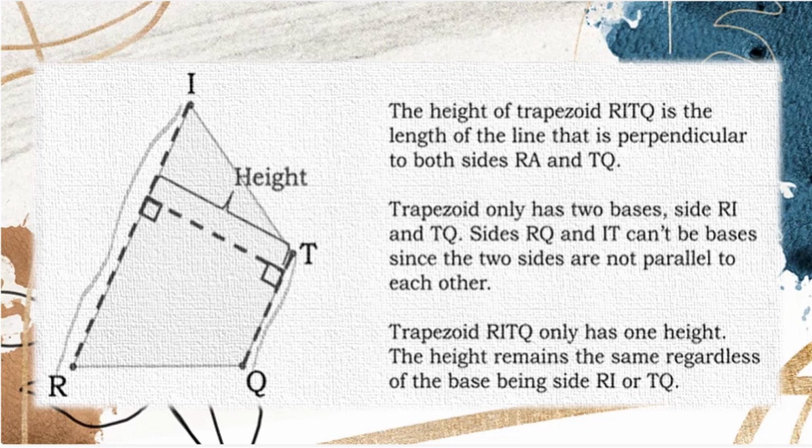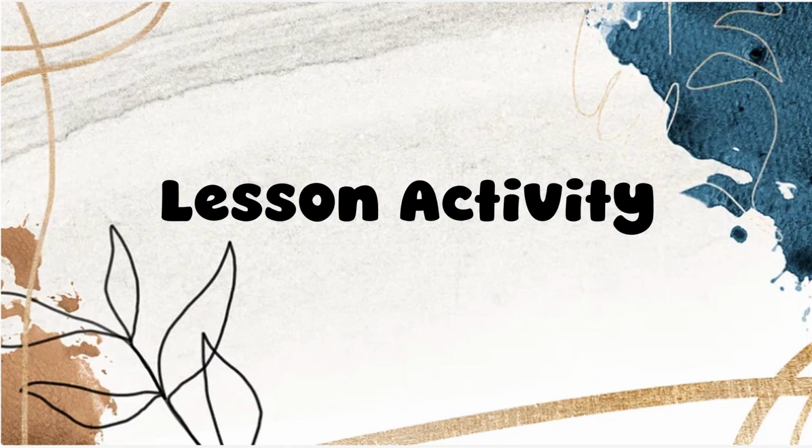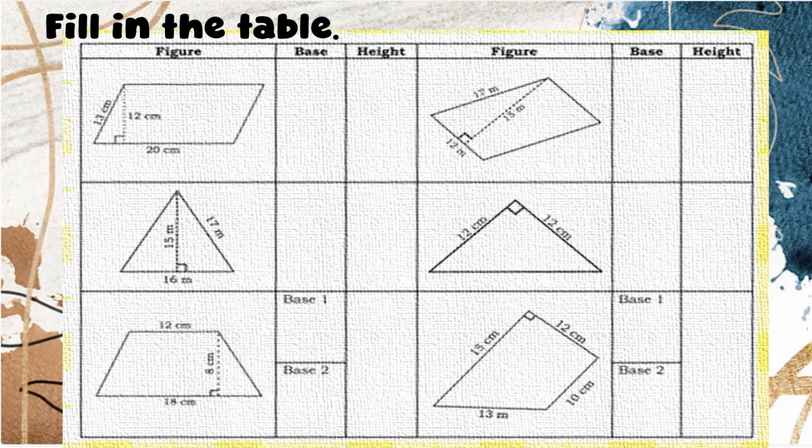Trapezoid RITQ only has 1 height. There is only 1 height. The height remains the same regardless of the base being side RI or TQ. So, whatever the base is, the height remains the same. Okay? So, let's have the lesson activity. Fill in the table with the base and the height.